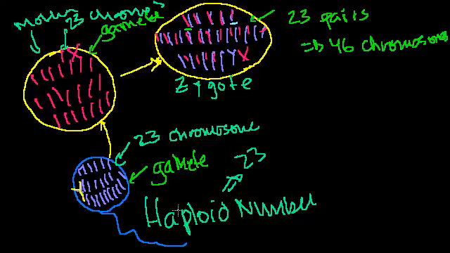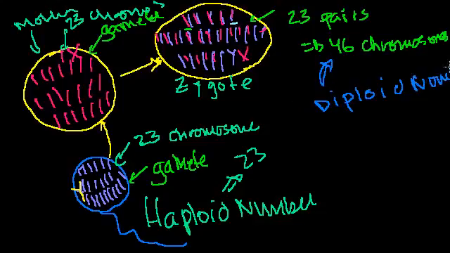And so you say, if this is the haploid number, what do you call it when you have the full complement of chromosomes? Well, that's called the diploid number. I remember that because di often is a prefix associated with having two of something. And so you have twice the number of chromosomes. So this is haploid, this is diploid number.